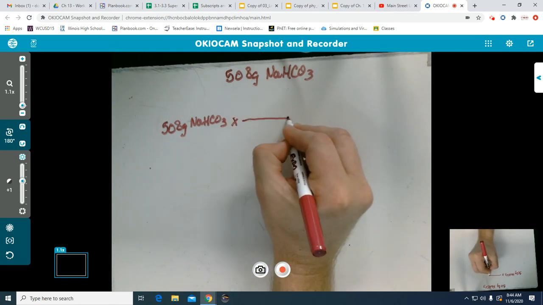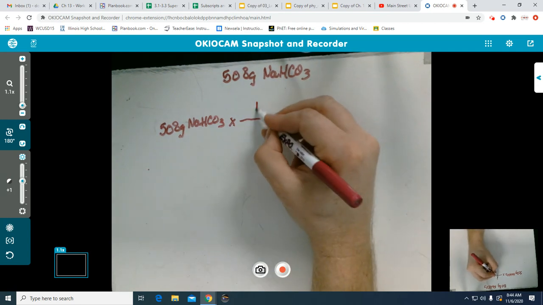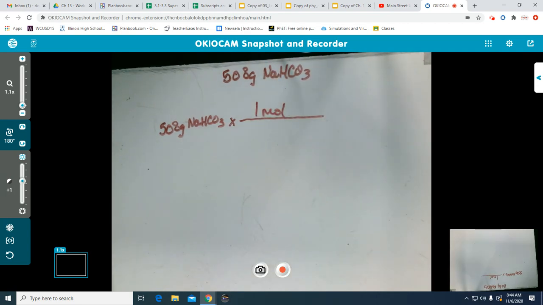And then our next step is to multiply it by what? The molar mass. And again, mole goes on top. So what's the molar mass of sodium bicarbonate? You've got to figure it out. If you have your periodic table handy, I want you to find the molar mass of sodium bicarbonate, NaHCO3, the same way as you did formula weights.